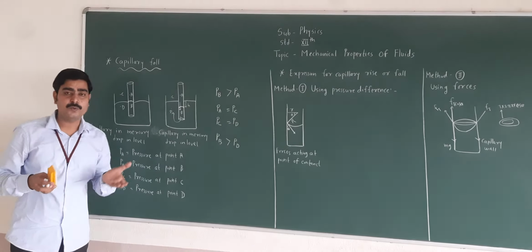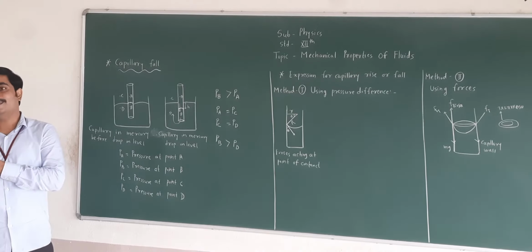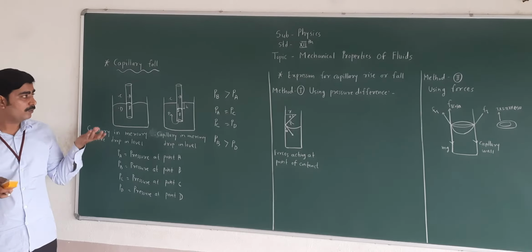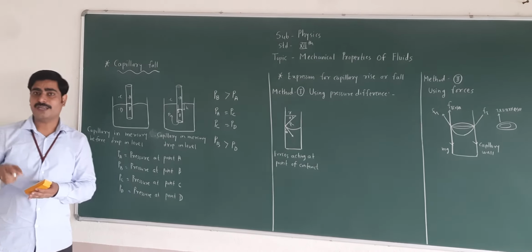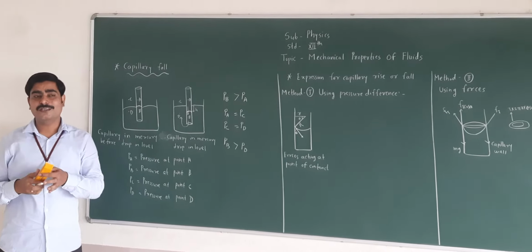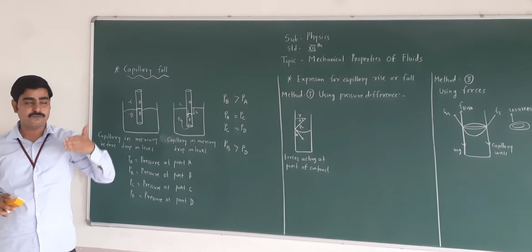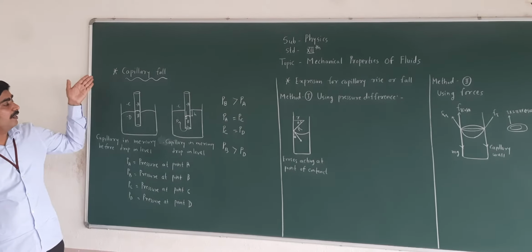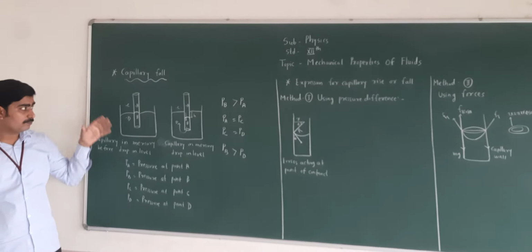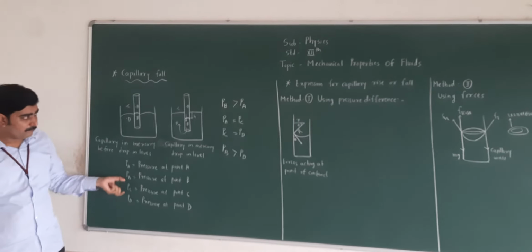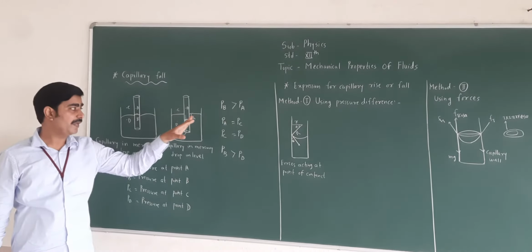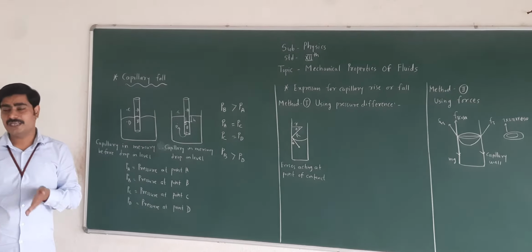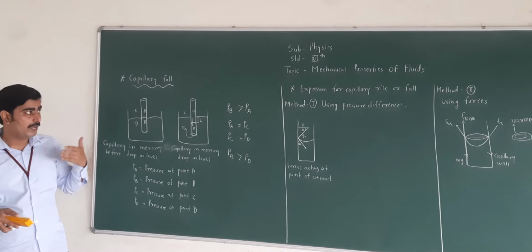Friends, the same equation we can write for the capillary rise also. So overall we can say that when the capillary tube is dipped, the liquid level may rise or fall. Here we have seen the capillary fall in mercury with the help of the 4 points A, B, C, D, that is, the pressure difference.